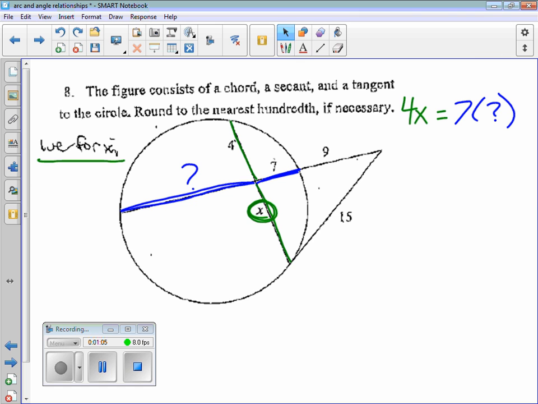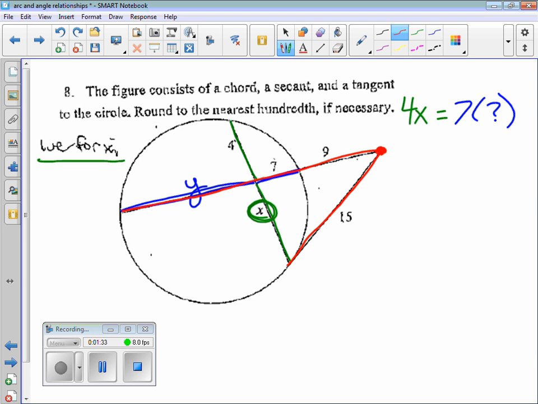Now, in order to do this, we have to know what this something is. So it's time to solve for that something. I'm going to give it the letter y, and I'm going to start thinking about ways to solve this. The first thing I notice is that this y is part of a bigger secant. And we also have a tangent here, and the secant and tangent are meeting at an angle outside of the circle.